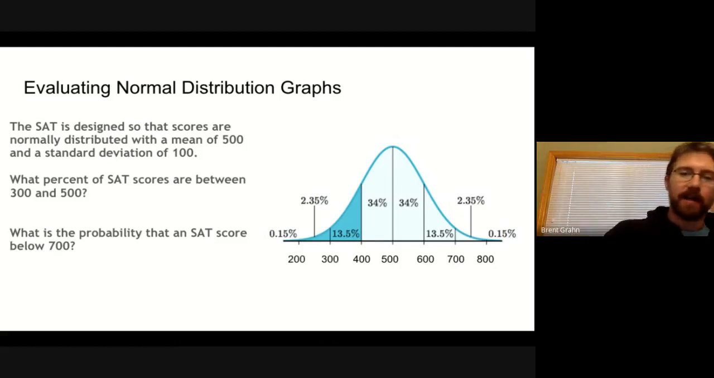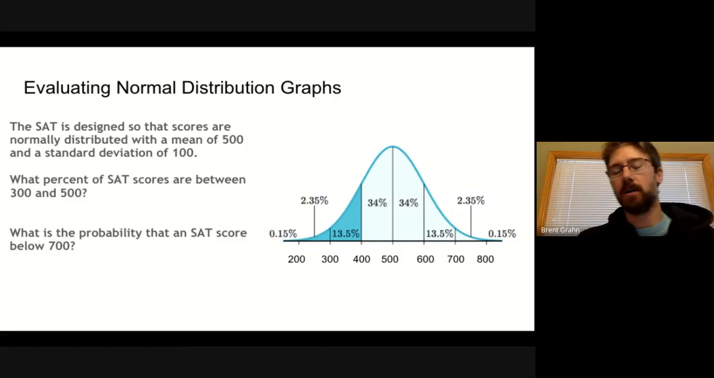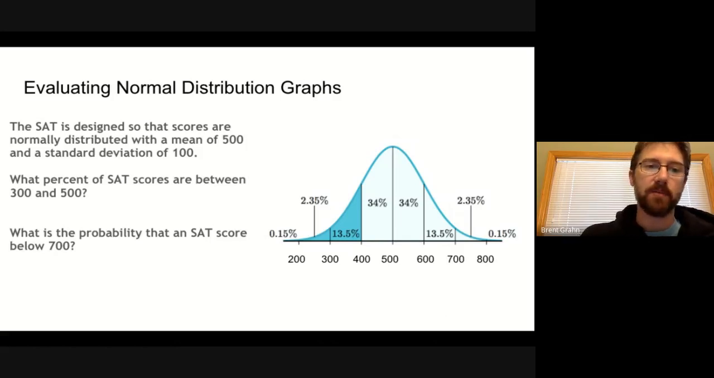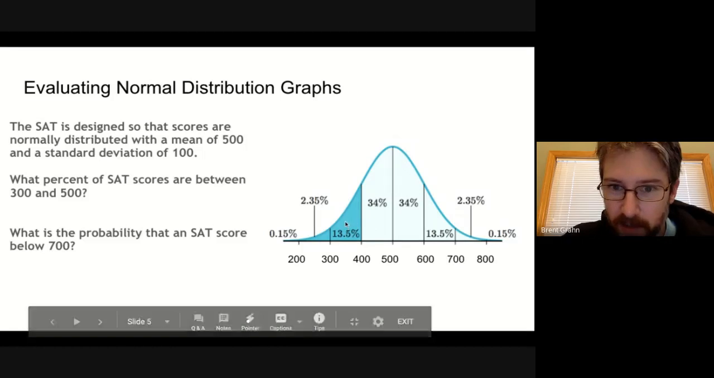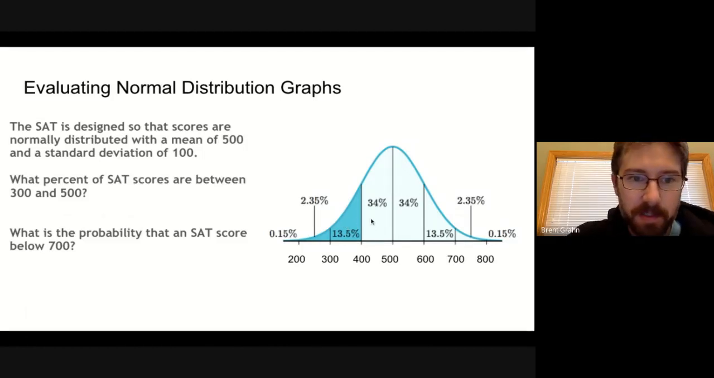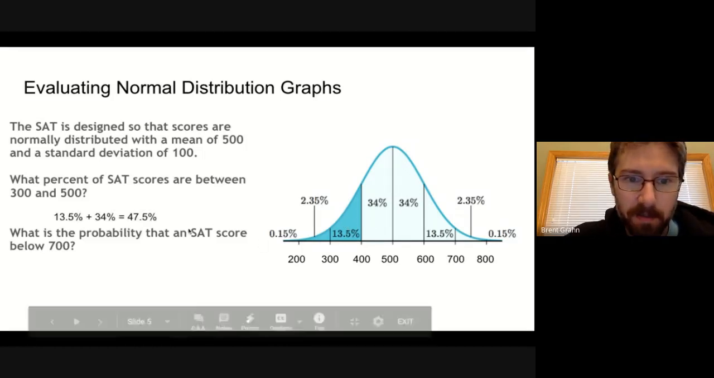So now I could use this to solve a variety of problems that I would be given in this class. So what percentage of scores do we think are going to be between 300 and 500? Well, looking at this, between 300 and 500 are these two segments here, 13.5 and 34%. So add them together and you get 47.5%.